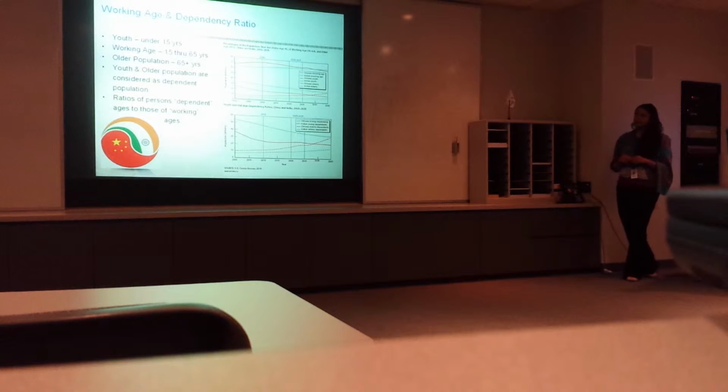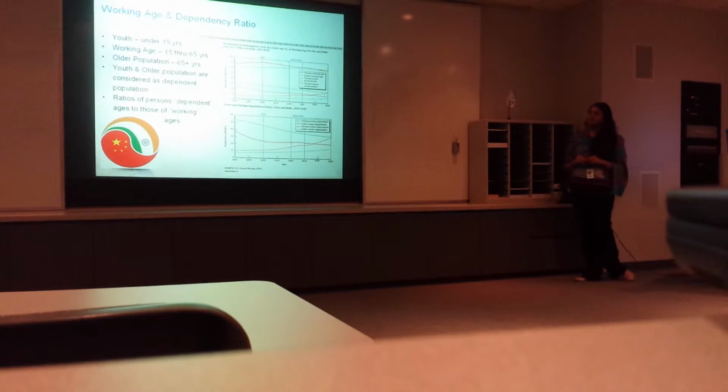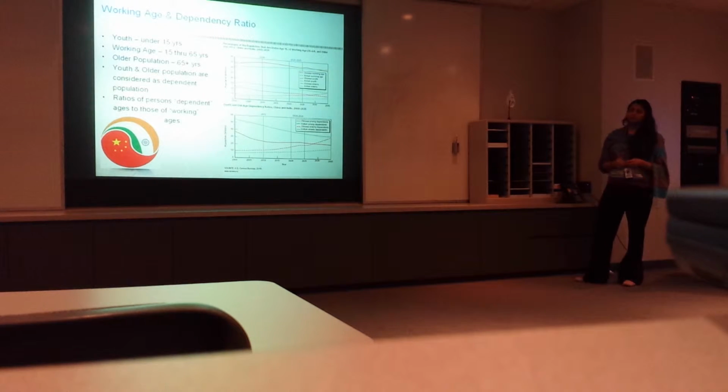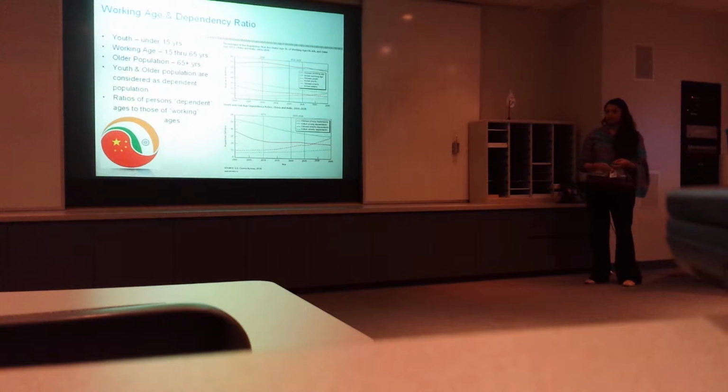Third is working age and dependency ratio. The youth is defined as all the age groups under 15 years. Working age is 15 through 65 years. Older population is 65 plus years. Youth and older population together make the dependent population, and the ratio of dependent ages to the working age is considered the dependency ratio.